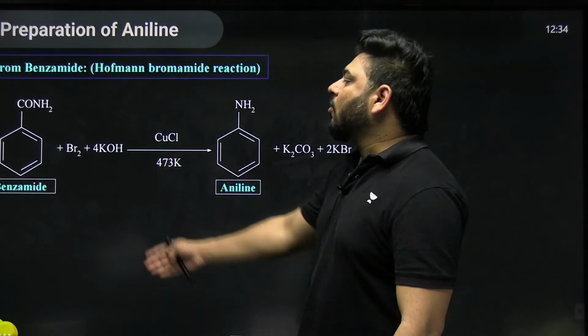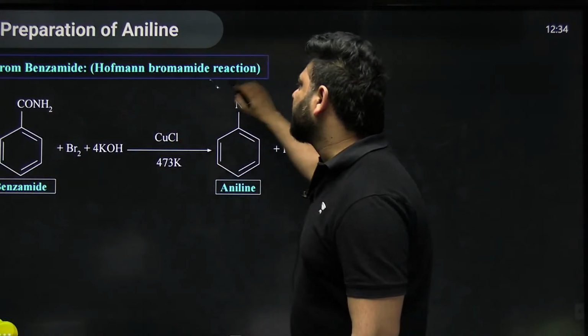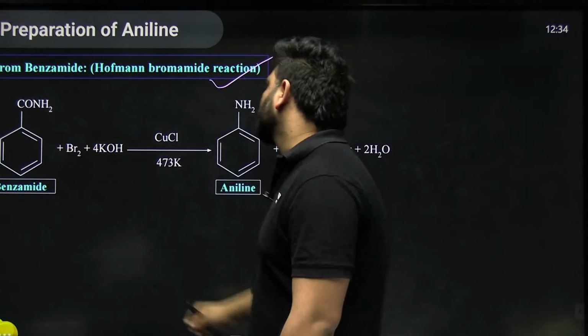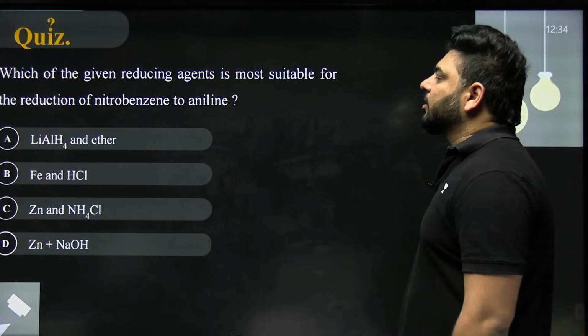We also have the Hoffmann bromamide reaction. We have just studied about it. One CO group will be eliminated, and NH2 will be directly attached here. The mechanism we have already gone through.